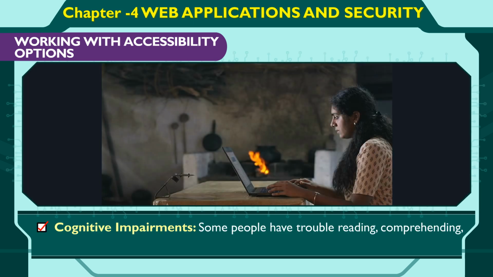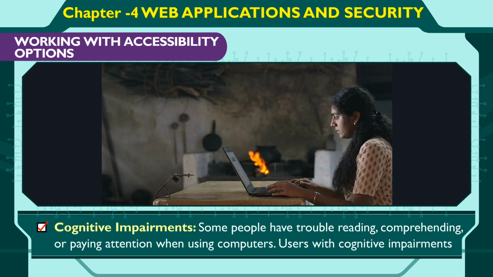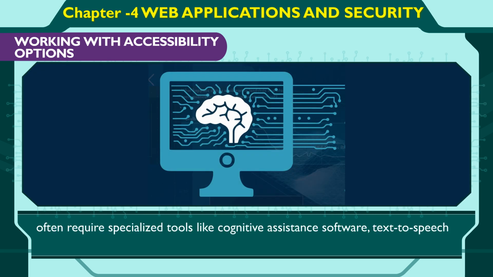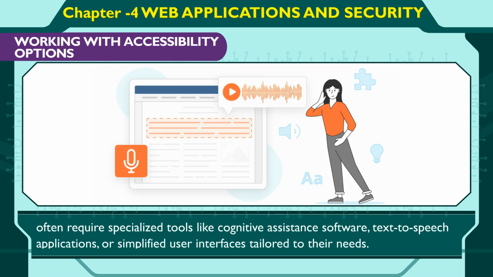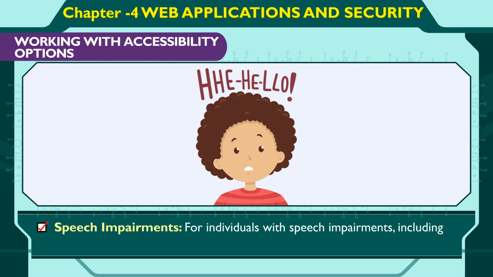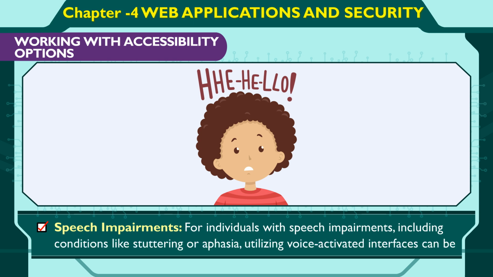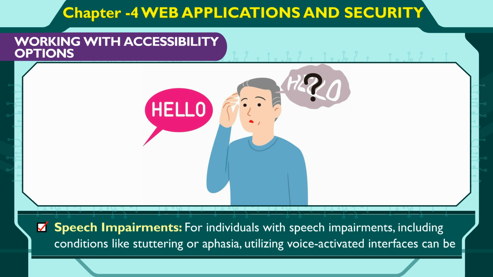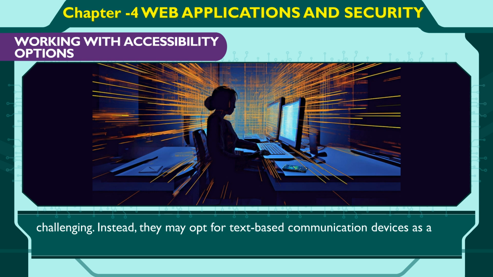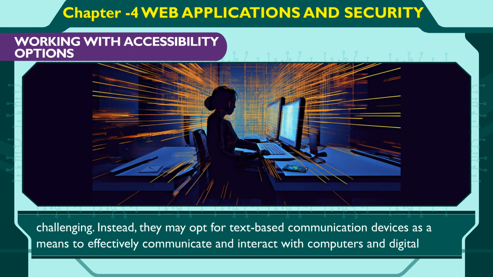Cognitive impairments. Some people have trouble reading, comprehending, or paying attention when using computers. Users with cognitive impairments often require specialized tools like cognitive assistance software, text-to-speech applications, or simplified user interfaces tailored to their needs. Speech impairments. For individuals with speech impairments, including conditions like stuttering or aphasia, utilizing voice-activated interfaces can be challenging. Instead, they may opt for text-based communication devices as a means to effectively communicate and interact with computers and digital devices.